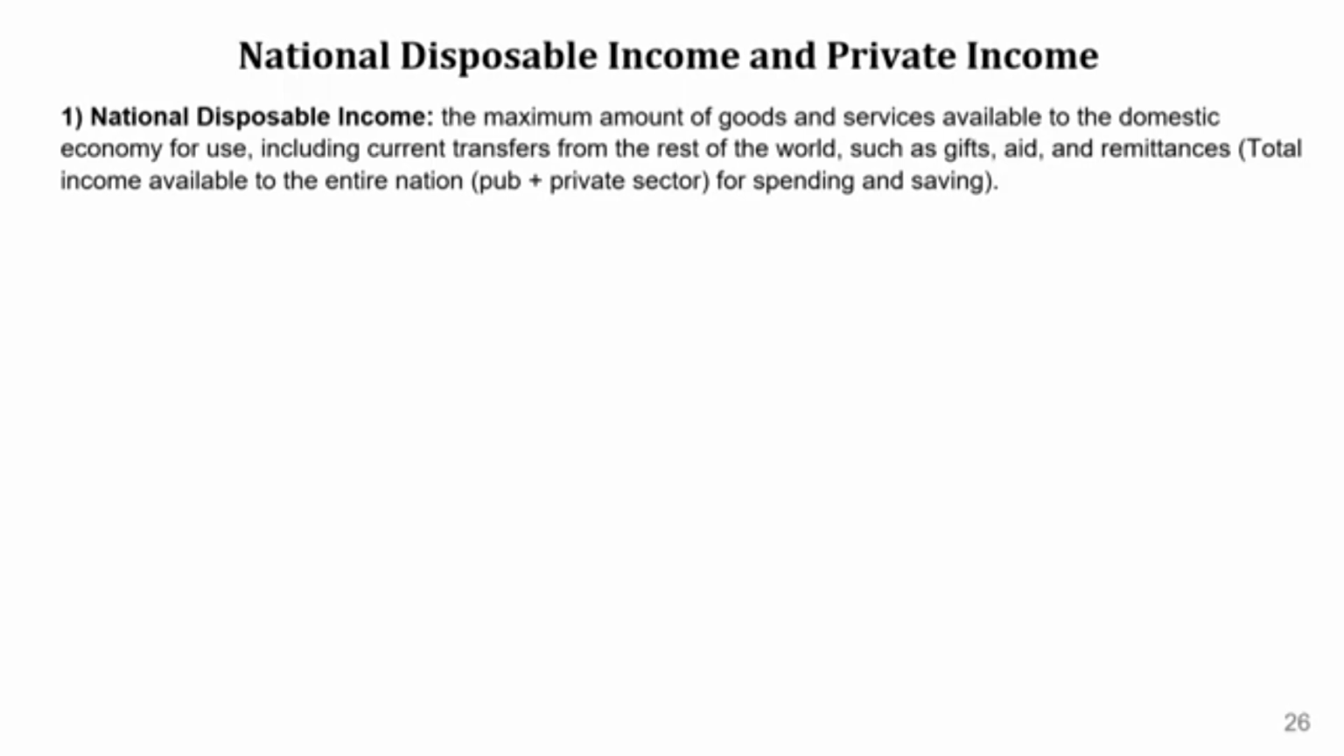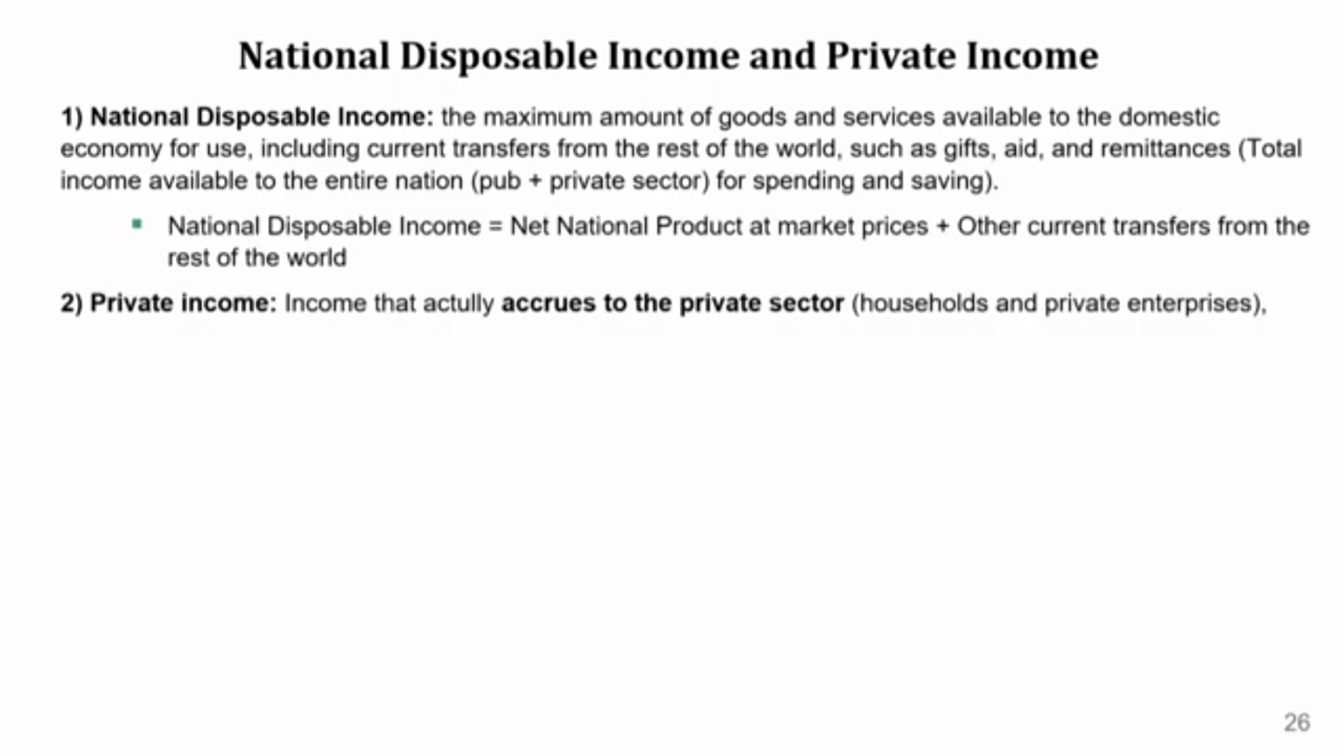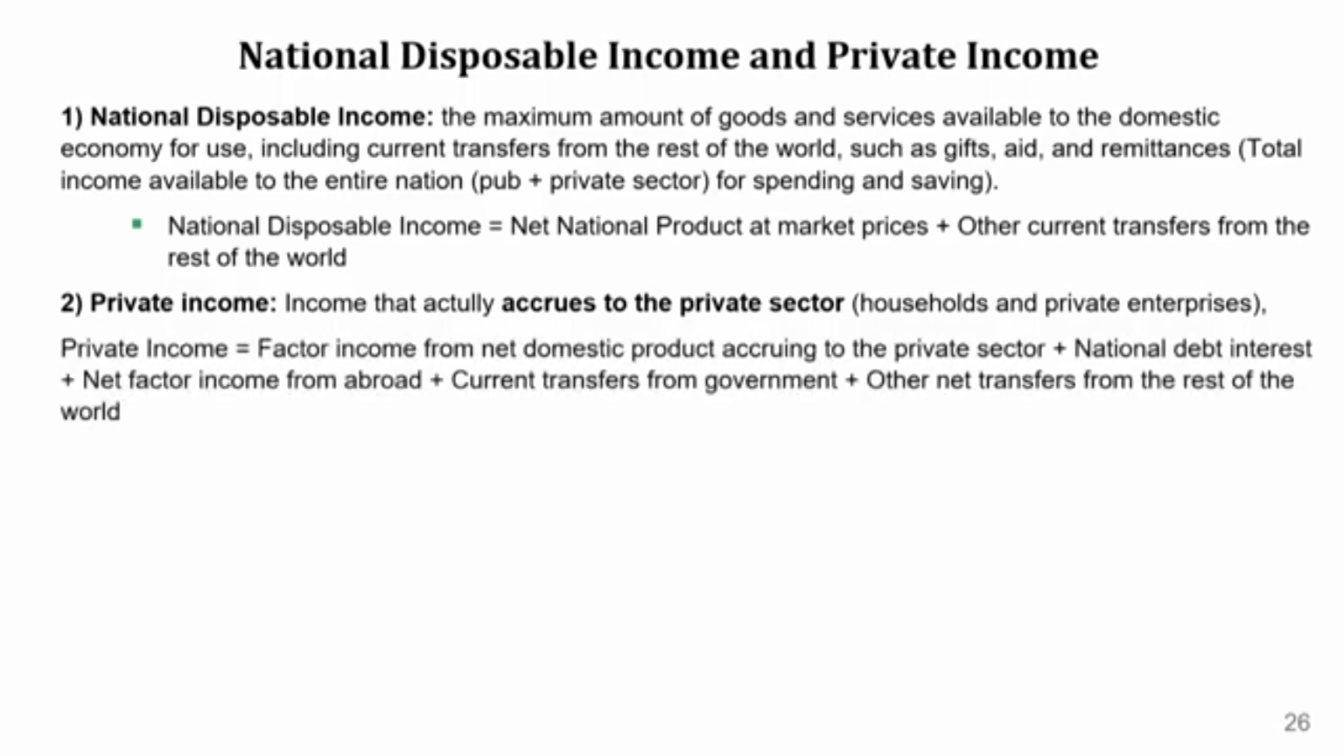That means total income available to the entire nation, irrespective of whether public, for the government, or for the private sector, for spending and saving. So that is national disposable income. Private income means the income that actually accrues to the private sector, mainly to the households and private enterprises.